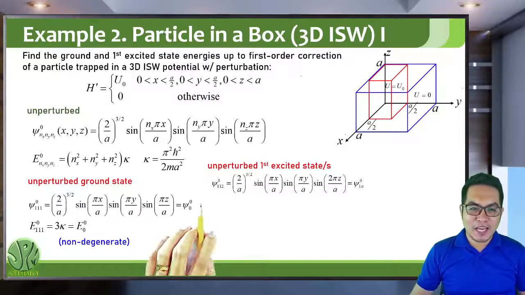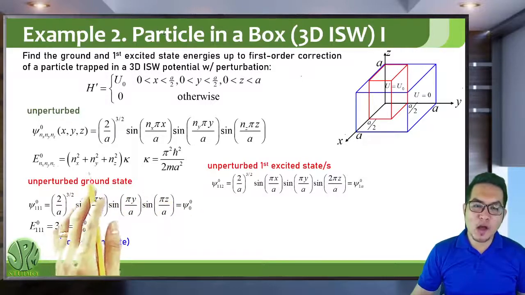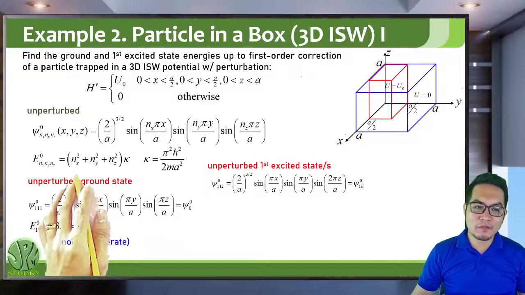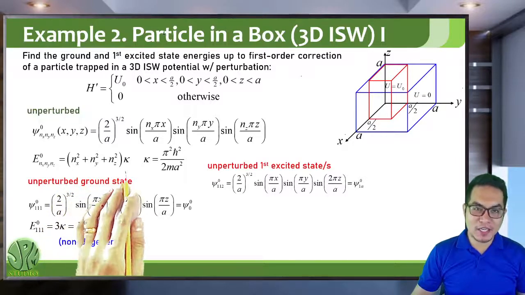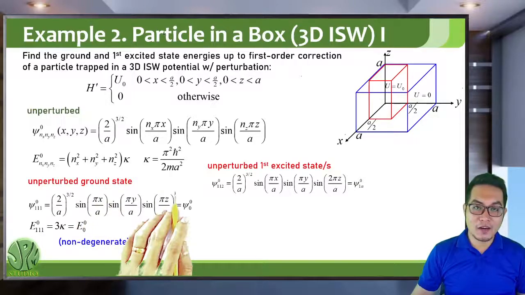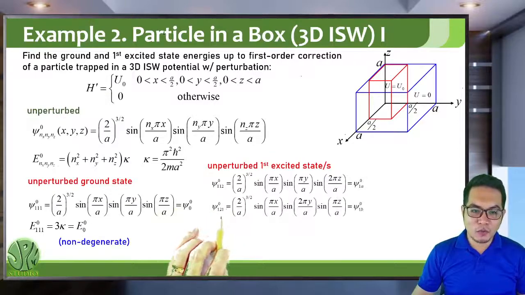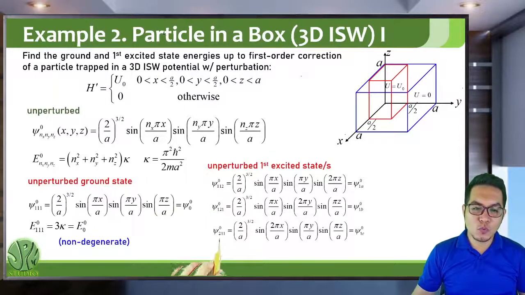The first excited state is when one of the values of nx, ny, or nz is 2, and the other two values of n are 1. So you have 1, 1, 2, 1, 2, 1, and 2, 1, 1. There are 3 possible combinations. But again, these 3 states, 1, 1, 2, 1, 2, 1, 2, 1, 1, have the same energy, 6 kappa.